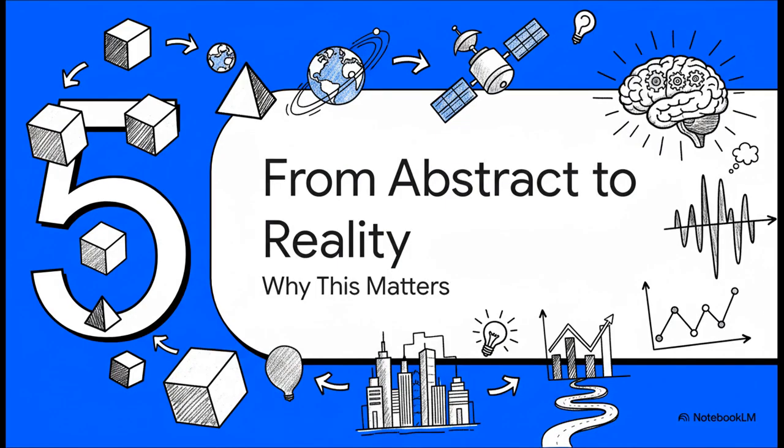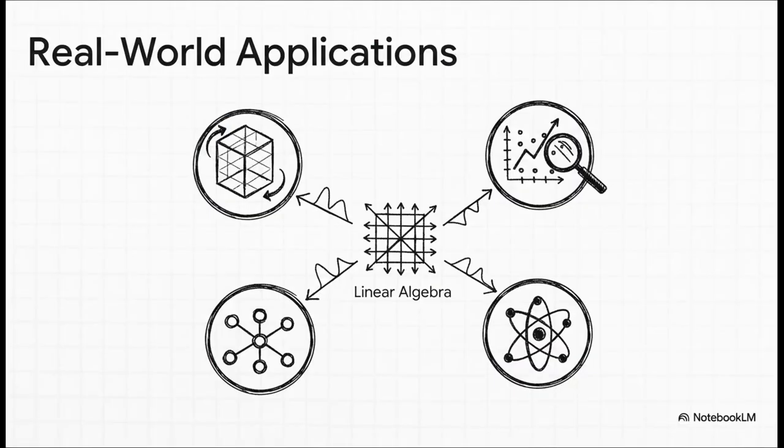All right, we have been pretty deep in this abstract world of rules and definitions. But it's time to zoom out and ask the biggest question of all. Why? Why should anyone who isn't a math major care about any of this? Because this isn't just theory. This is the language that's literally running our modern world. Anytime you see a 3D model rotate in a video game, that's a linear map in action.